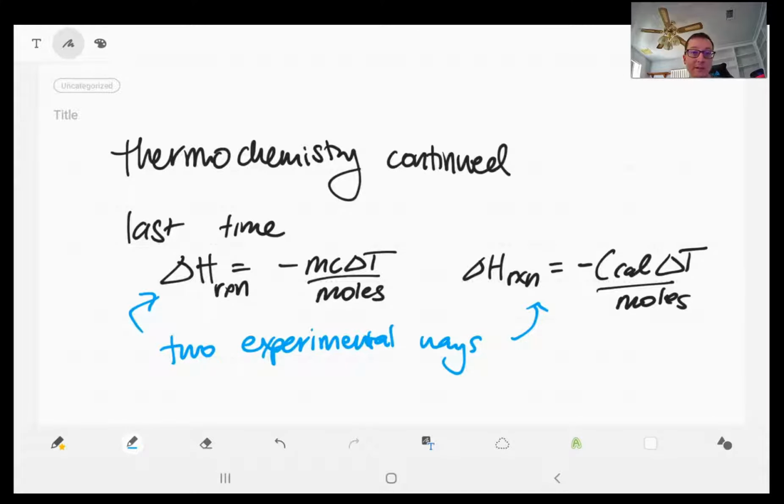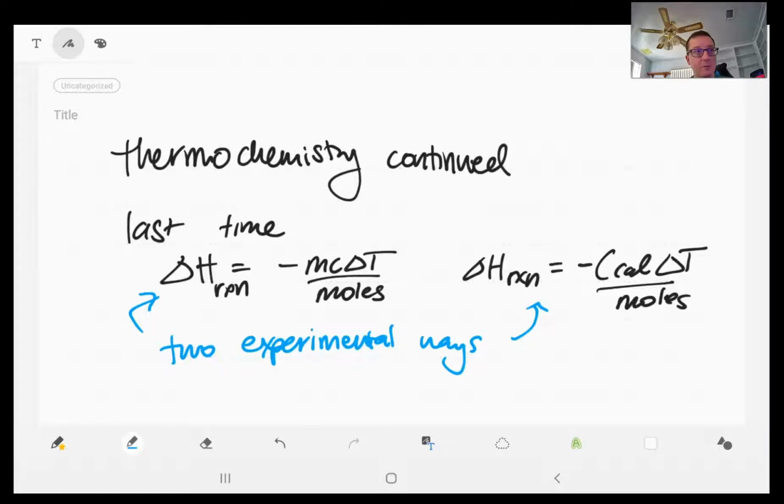We need the opposite of that because that's all for the surroundings, right? So we need to put a negative sign to make sure that we're talking about the system. And then, in order to standardize it, we divide it by the amount of moles of reactant that we're using. And so that's how we would do it for a coffee cup calorimeter.